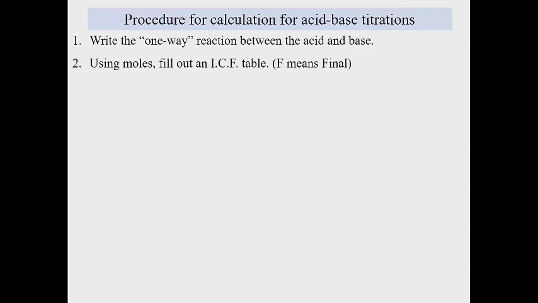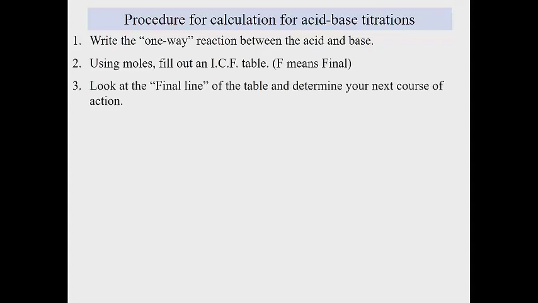So, procedures for calculating acid-base titrations. It's going to start off looking a little bit like our buffer solutions when we add an acid and add a base. Okay? We've got to write the one-way reaction between the acid and the base. Since it's one way, we're going to fill in an ICF table. We're going to see that F line, and this is where it gets complicated.